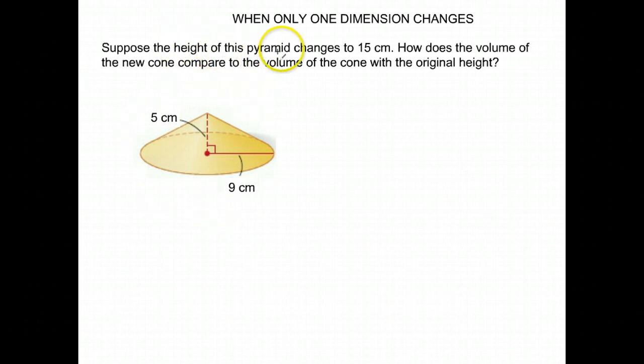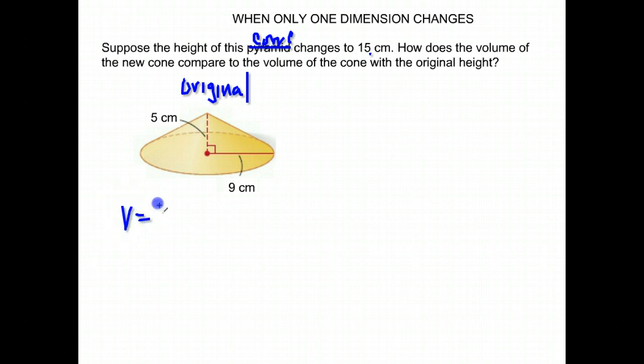It says, suppose the height of the pyramid changes to 15. How does the volume, oh, I don't know why it says pyramid. This is probably supposed to be a cone. How does the volume of the cone compare to the volume of its original? So this is the original. Let's find its volume. Hey, how do we find the volume of a cone?